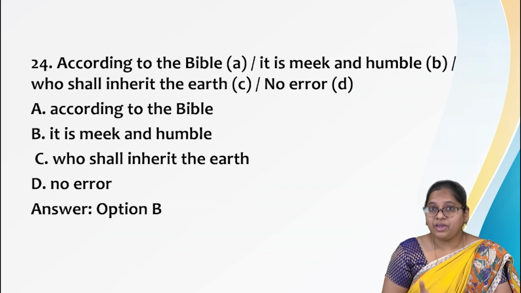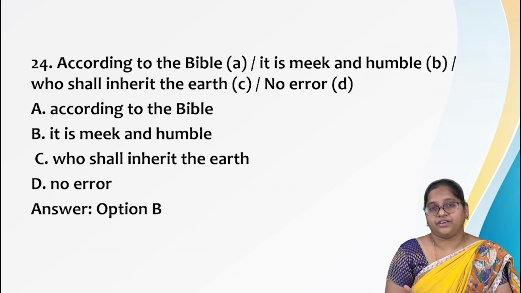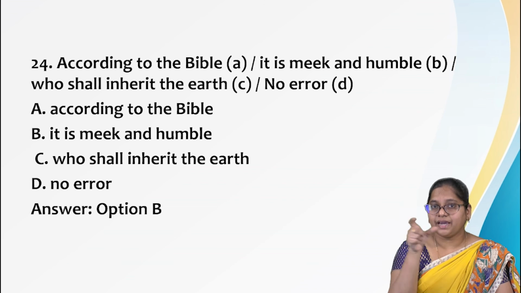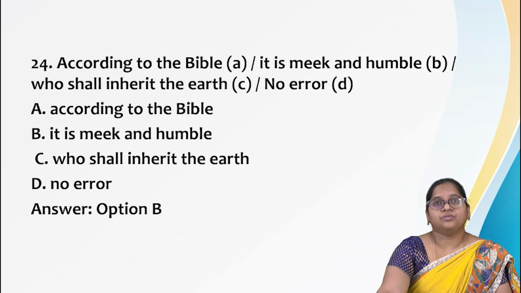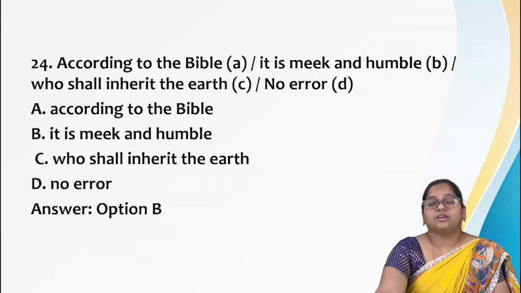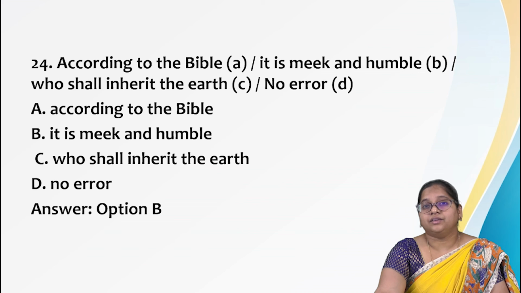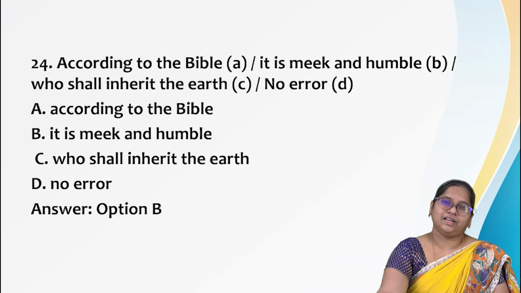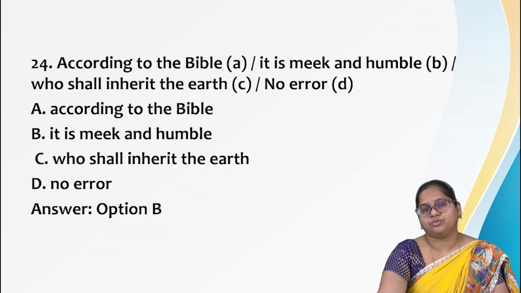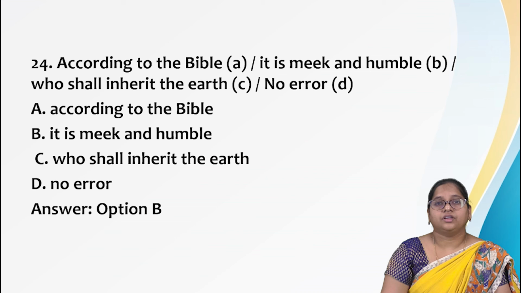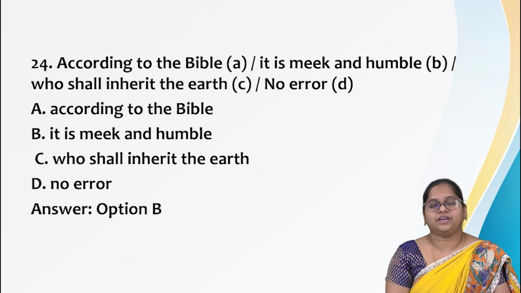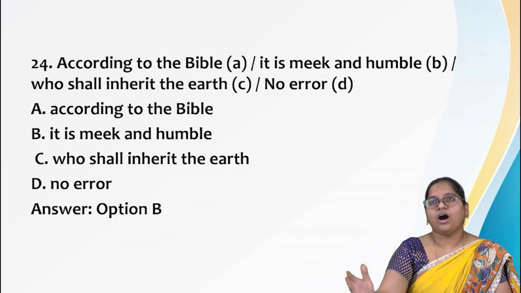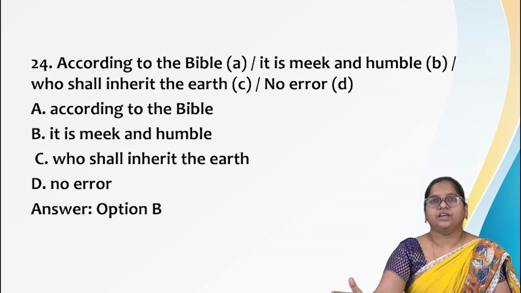So it is meek and humble who shall inherit the earth. Now see, meek and humble, both are there, so obviously you take the plural form. So you have to use the plural there: they who are meek and humble shall inherit the earth, or the ones who are humble and meek shall inherit the earth.